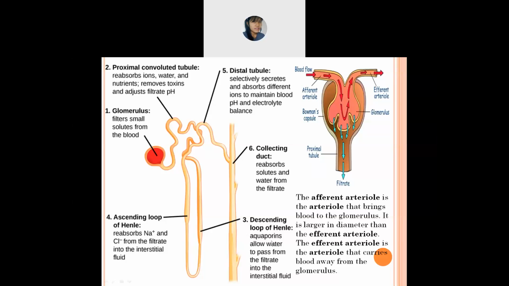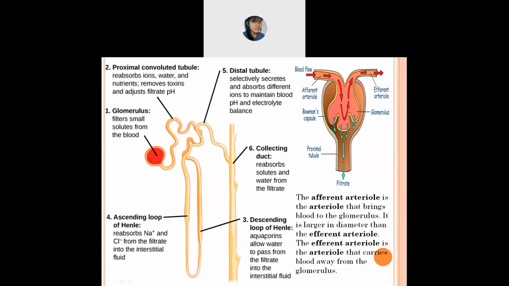Aquaporins allow water to pass from the filtrate into the interstitial fluid. Aquaporins means what? Permeable to water. Permeable to water means water will be able to flow, will be able to mix with it. Aquaporins means that.